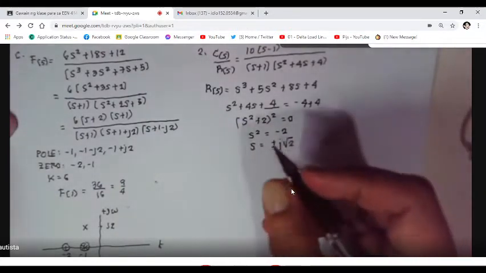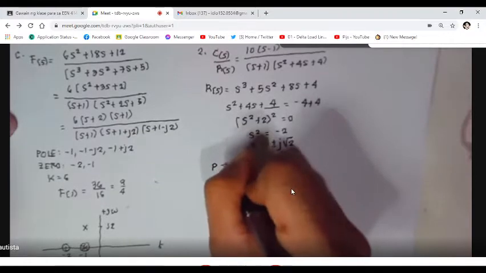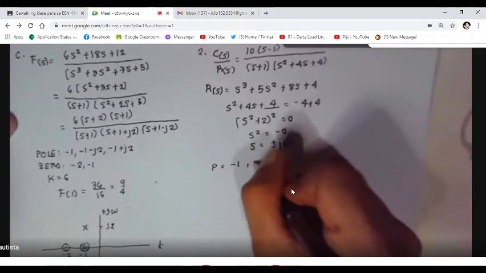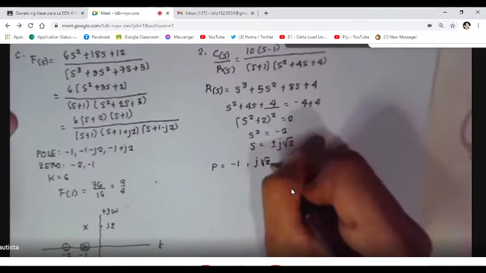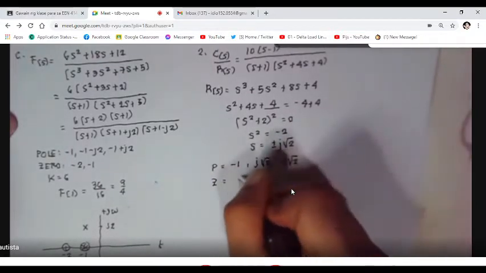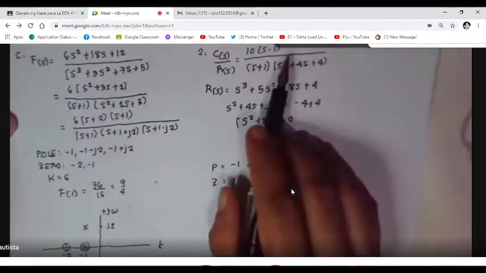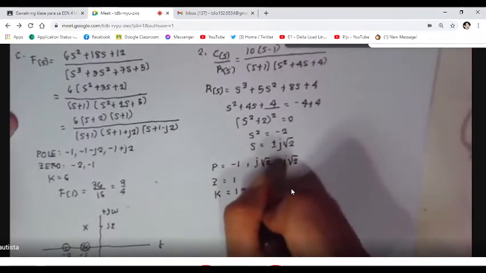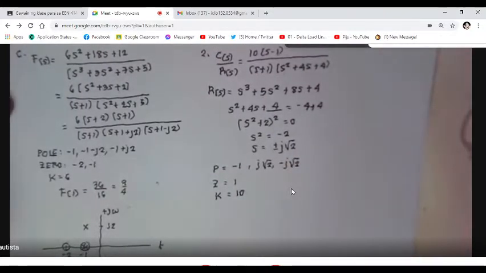So therefore, ang pole natin ay negative 1. Ito. And you have positive j square root of 2 and negative j square root of 2. Ang zero natin ay 1. Ito yun. Tapos, ang gain natin, k is equal to 10. Okay? Ayan. So, that's number 2. Okay, next. So, number 3.